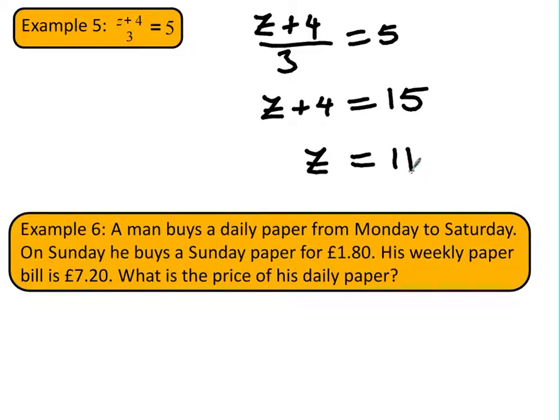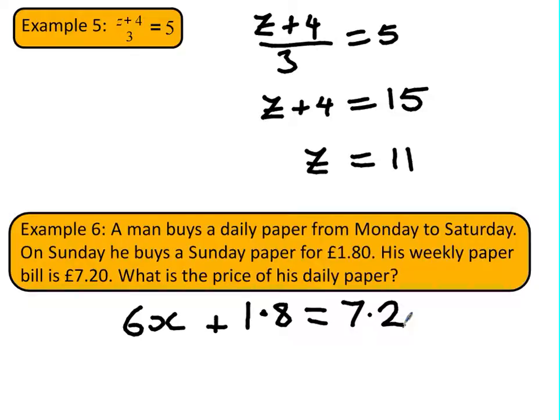Now example 6 is a worded question, so read it carefully. A man buys a daily newspaper from Monday to Saturday. On Sunday he buys a newspaper for £1.80. His weekly paper bill is £7.20. What's the price of his daily paper? So from Monday to Saturday, well, that's 6 days. So for 6 days he buys a newspaper at a certain price. Let's call that price x, so 6x, plus the Sunday paper for £1.80, and that gives us a total price of £7.20. So we set up an equation like that.